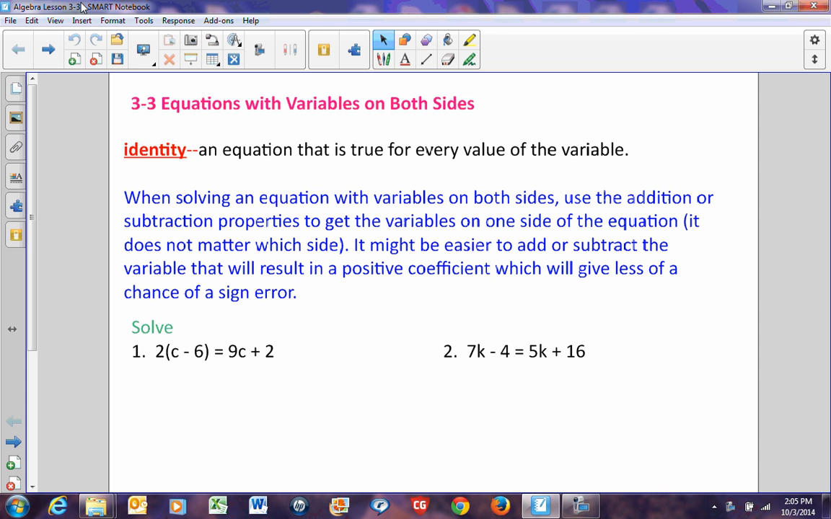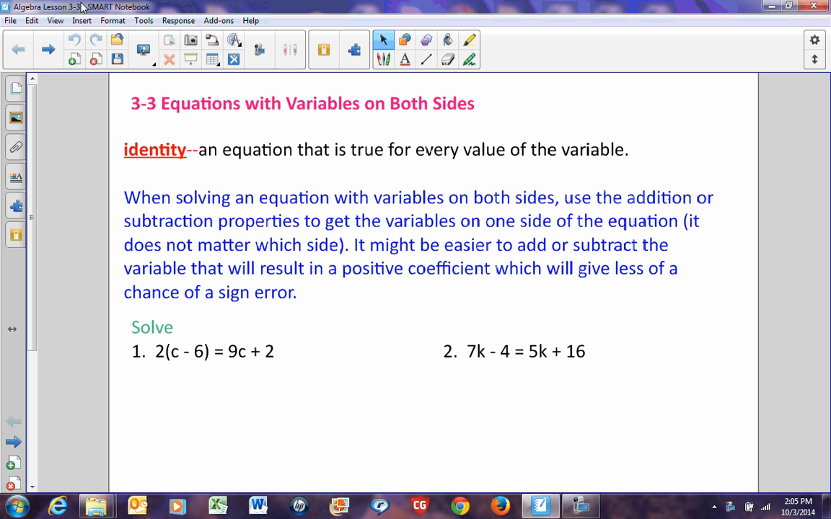This is lesson 3-3. Equations with variables on both sides. One vocabulary word in this lesson is the identity. It means it's an equation that is true for every value of the variable. I'll explain more about why this works a little bit later in the lesson.